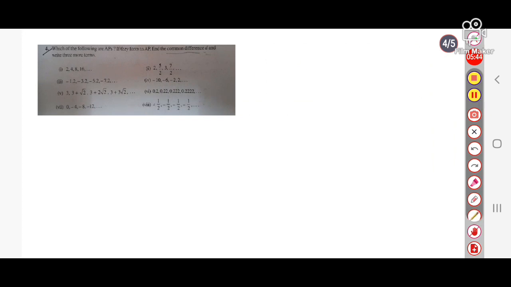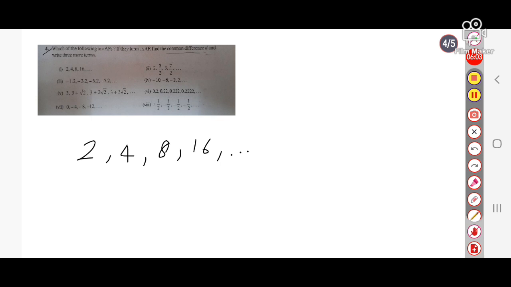So the first subdivision is 2, 4, 8, 16 and it goes on. First we need to check whether the following sequence is an AP or not. 2, 4, 8, 16 and it goes on. If they don't form an AP, we don't need to proceed to write the three more terms and to find the common difference.